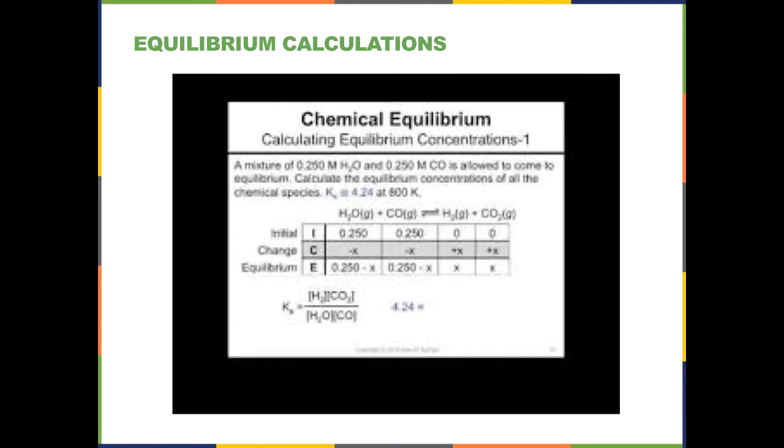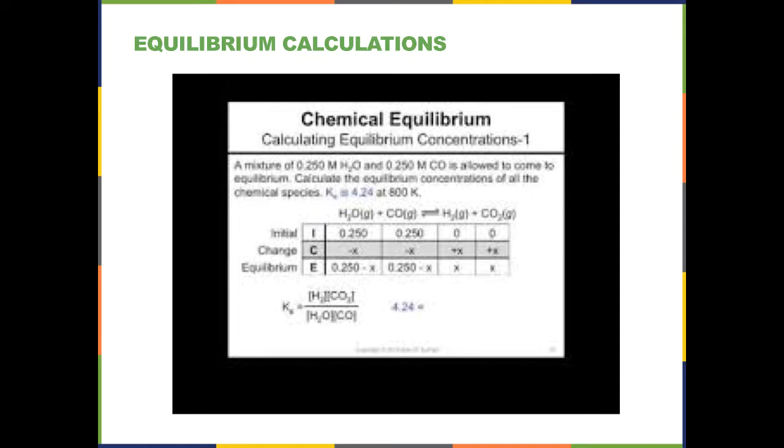I'm sorry for the quality of this slide, it's a little blurry, but here's another. Some people use a box to do these calculations. You have a mixture of 0.25 molar water and 0.25 molar carbon monoxide. It's allowed to come to equilibrium.